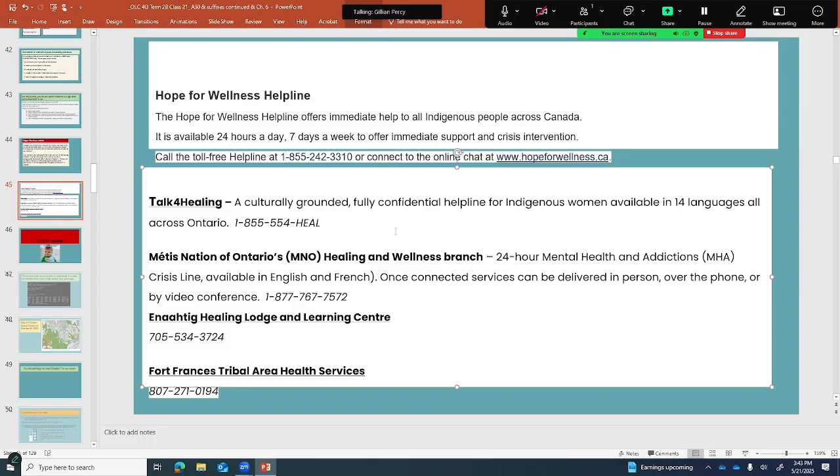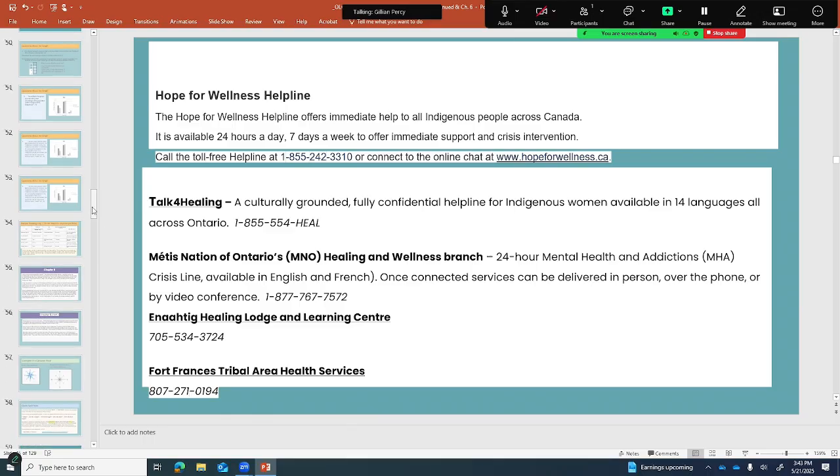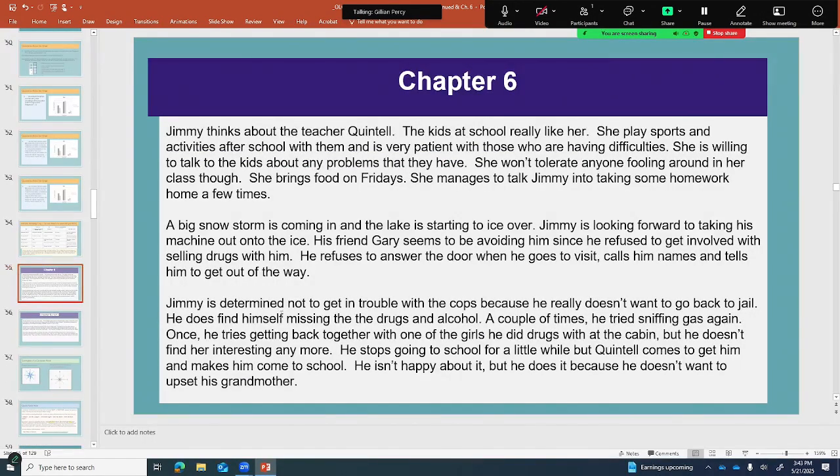All right. I am going to quickly grab the information on chapter 6. I'd kind of gotten rid of it and then I decided to put it back in here. Okay, so Jimmy thinks about the teacher Quintel. He's kind of surprised because the kids at school really like her. She plays sports and activities after school with them, and she's very patient with those who are having trouble at school. She's willing to talk to the kids about any problems they have.